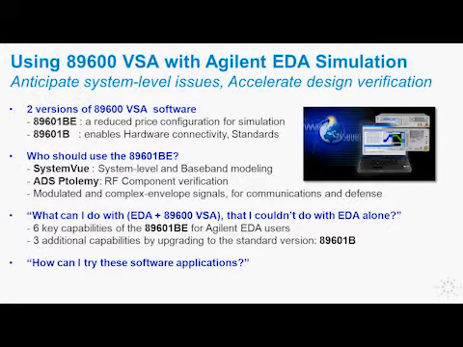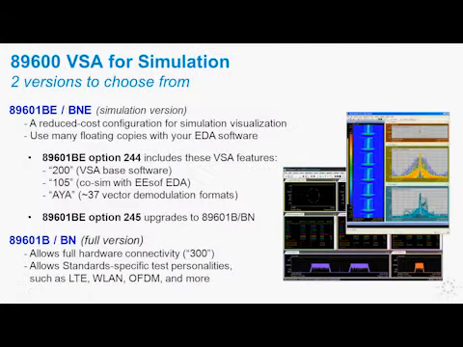One is the 89601BE, a reduced price configuration that's targeted for SystemVue and Ptolemy users, and the other is the full version, the 89601B, which also enables hardware connectivity and access to more standards such as LTE. The 89601BE simulation version of the VSA software is a reduced configuration comprising VSA options 200, 105, and AYA.